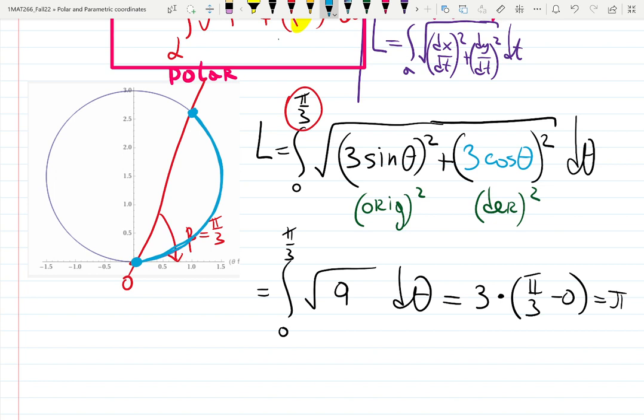So the first angle, alpha, is 0. The second one is pi over 3. That's how you find it. Not too bad. What do you think about this?